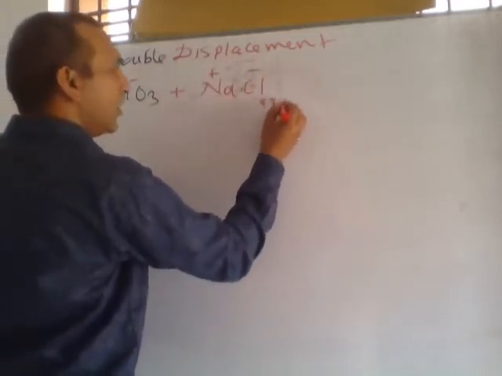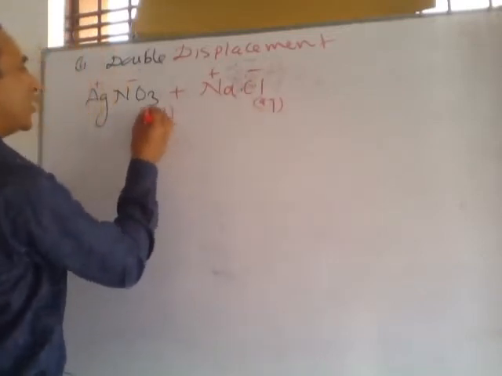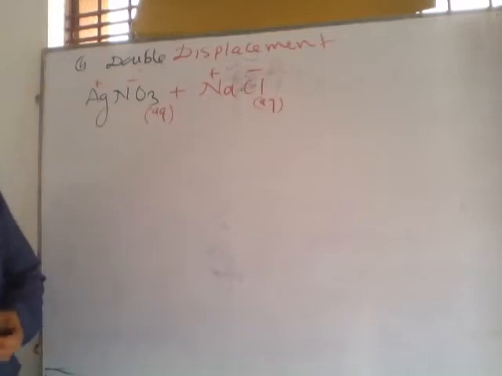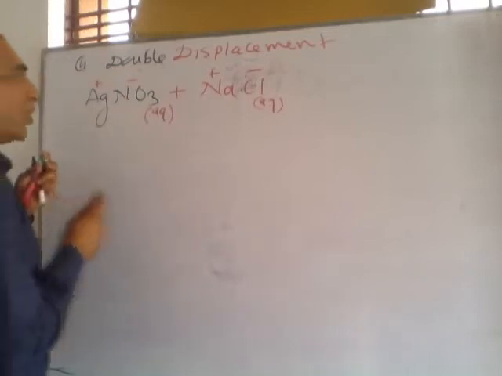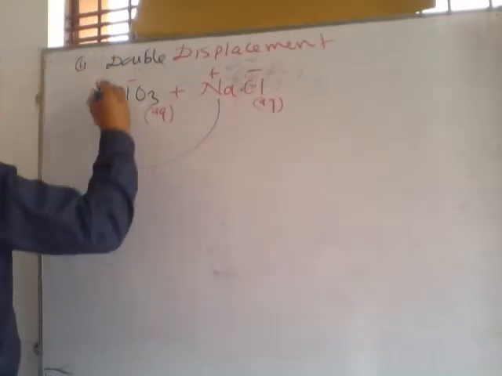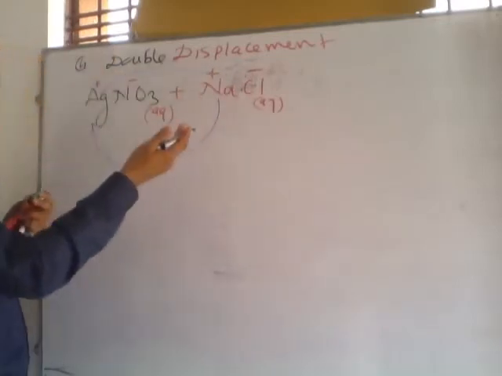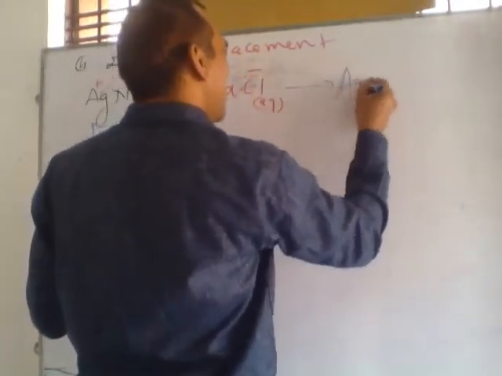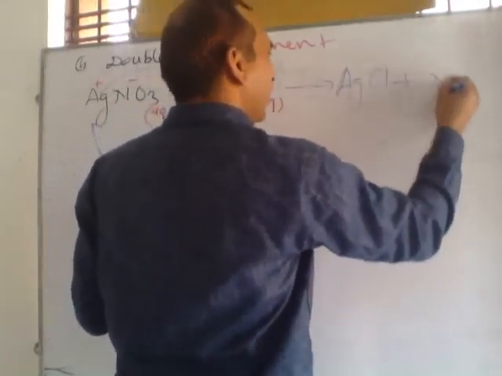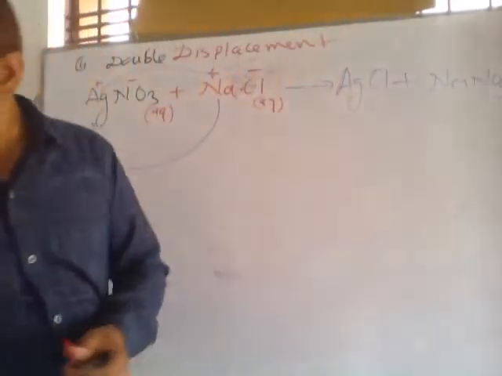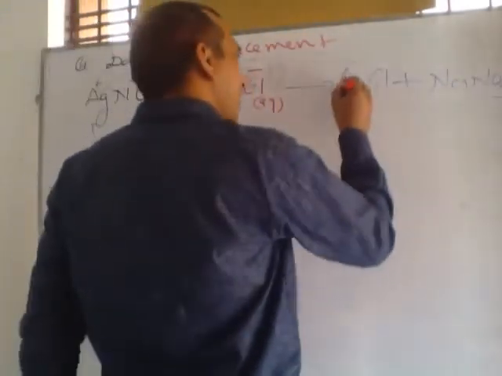If we dissolve them, AQ means aqueous solution. We dissolve these two compounds in each other. Then what will happen? After the mixing, sodium is highly reactive. It replaces silver and silver replaces sodium. After the reaction, what will form? AgCl along with sodium nitrate.